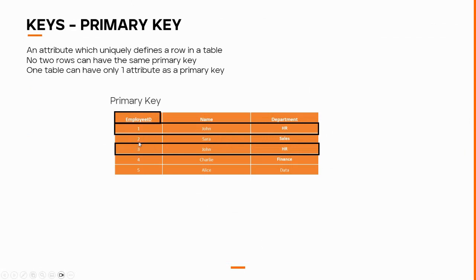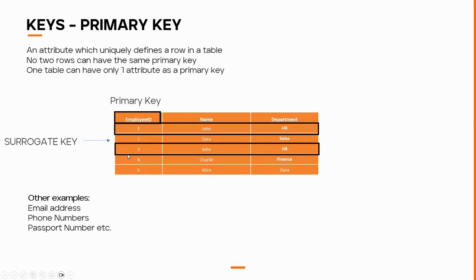So this is what primary key means. Other examples would be email addresses, phone numbers, and passport numbers. No two people in the world can have the same phone number, passport, or email address. Now, this key doesn't mean anything in real life. 1, 2, 3, 4, 5 are just numbers. So we call these surrogate keys, the primary keys that don't have any value in real life. Then we have these email addresses, phone numbers, and passports, which have real values in life.